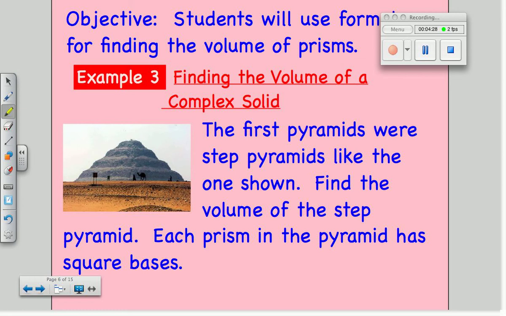Now, you don't have to write any of this down. I'm just going to explain it. So this is a complex solid because it's made of several different sizes of the same prism. So if we look at this prism, and there's another one on top of it, different size, and another one, right? So how would I find the volume of this whole thing?